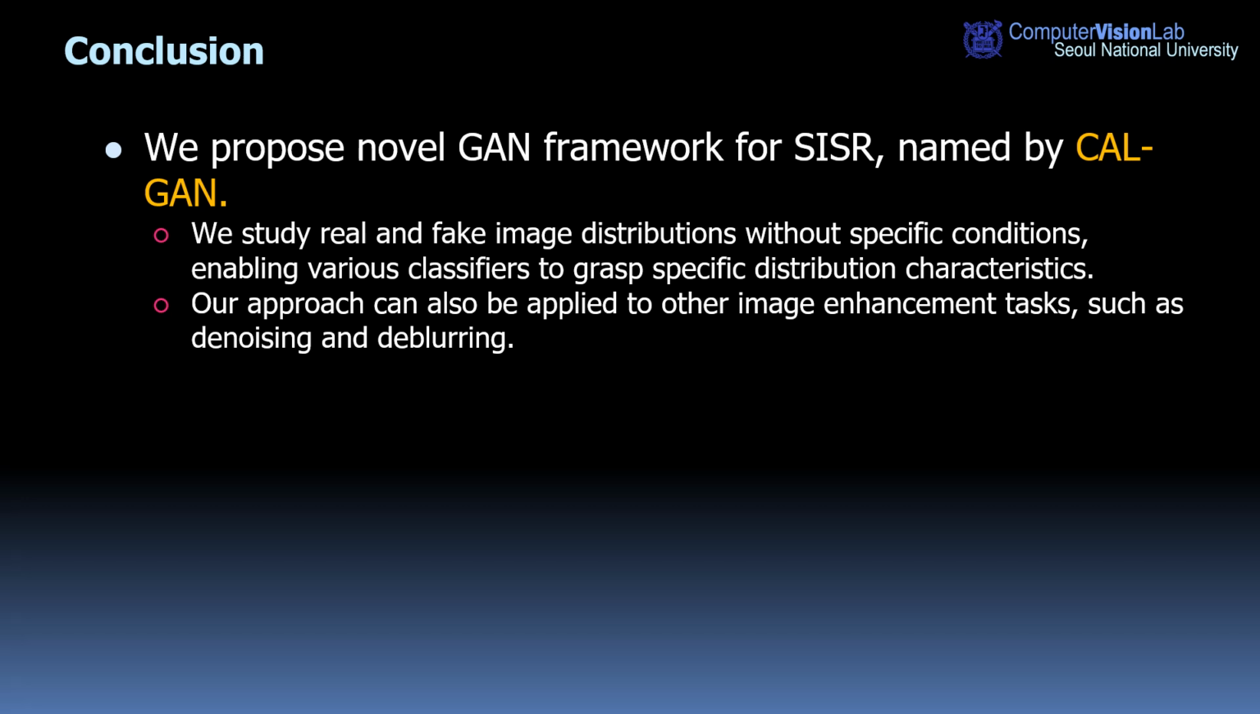In this work, we propose a novel GAN framework called CalGAN, which utilizes a mixture of classifiers to address the challenge of handling complex natural image distribution. While previous GAN-based methods learn the distribution of real and fake images unconditionally, our method enables multiple classifiers to learn and distinguish specialized distributions based on content. Our extensive experiments demonstrate that using multiple classifiers leads to superior handling of complicated natural image distributions and can be extended to other image restoration tasks such as denoising and deblurring.